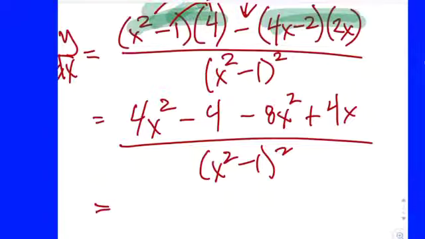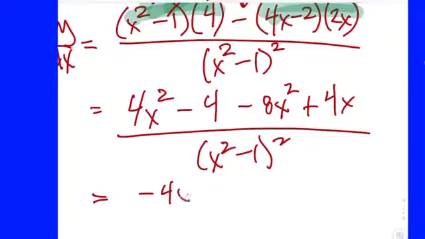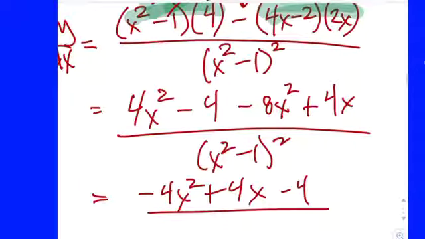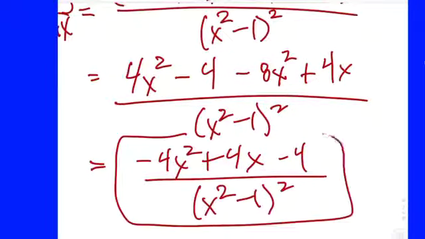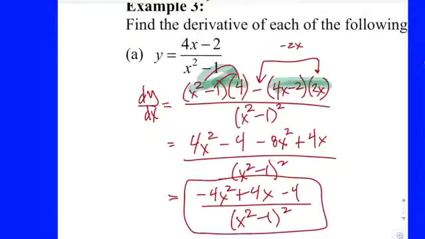And one last thing, let's just write it in descending order. That's negative 4x squared plus 4x minus 4 all over this. And we'll stop right there for today. We can go a little bit further. We could factor out a negative 4 and see if it actually factors into a binomial, sorry. But right now that's good. That's the derivative. Ho-de-hi minus hi-de-ho over ho-ho.